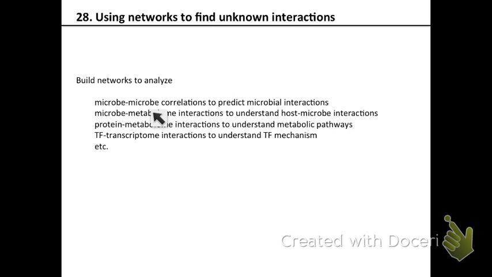All right. Along similar lines, you can look at microbe-metabolome interactions. What you would do is, for each sample, determine which microbes are there, and then also determine which metabolites are there, right? And if you do this many times, you might be able to correlate the presence of a metabolite to the presence of a microbe, right? So you could do protein-metabolome interactions and transcription factor-transcriptome interactions, etc., etc.